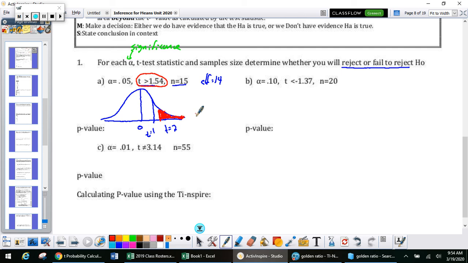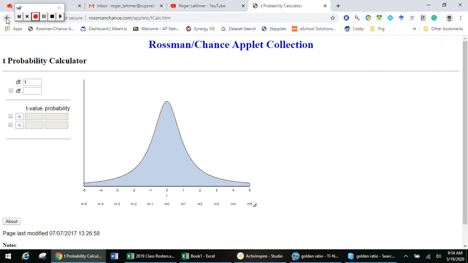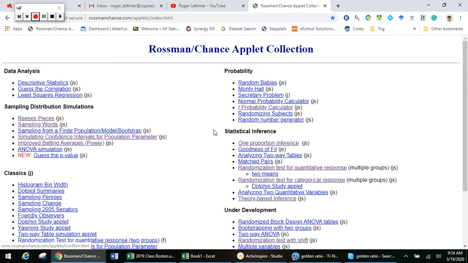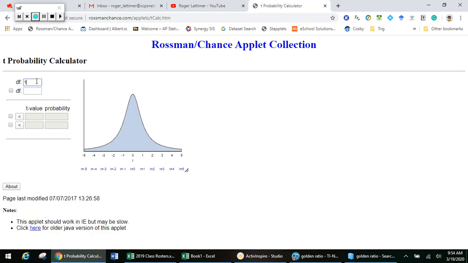So here's the problem. The t-distribution sheet that you have is actually kind of an abbreviated one, so I'm going to use technology to help me out. I'm going to go to rossmanchance.com. You guys know I love this site. If I go over here to the t probability calculator, it'll bring up a cool little applet. I'm going to put in my degrees of freedom, 14. You can actually see how it changed. See how the t with 1 degree of freedom is different than 14 degrees of freedom? If I went to 1,000 or 100 degrees of freedom, it wouldn't change that much because it's getting pretty close, but we can see that it's a little bit different.